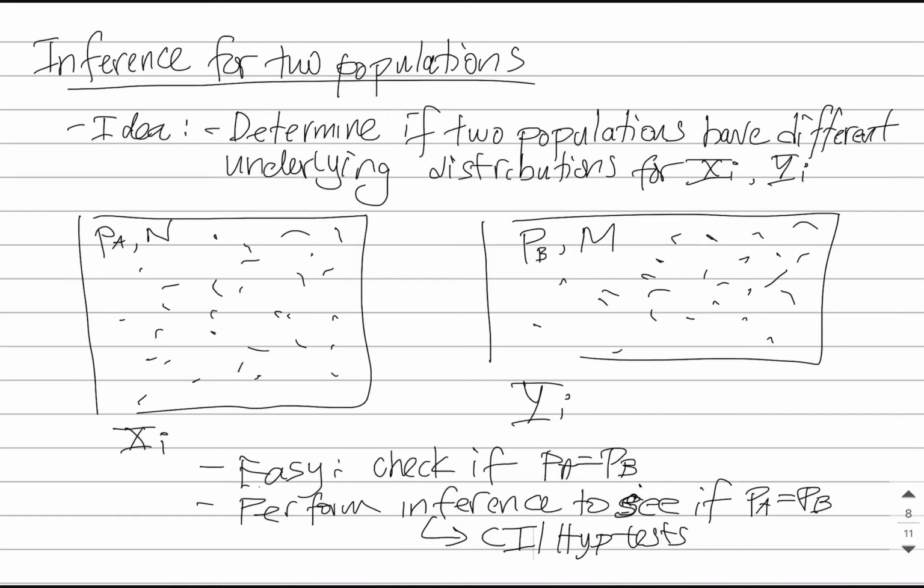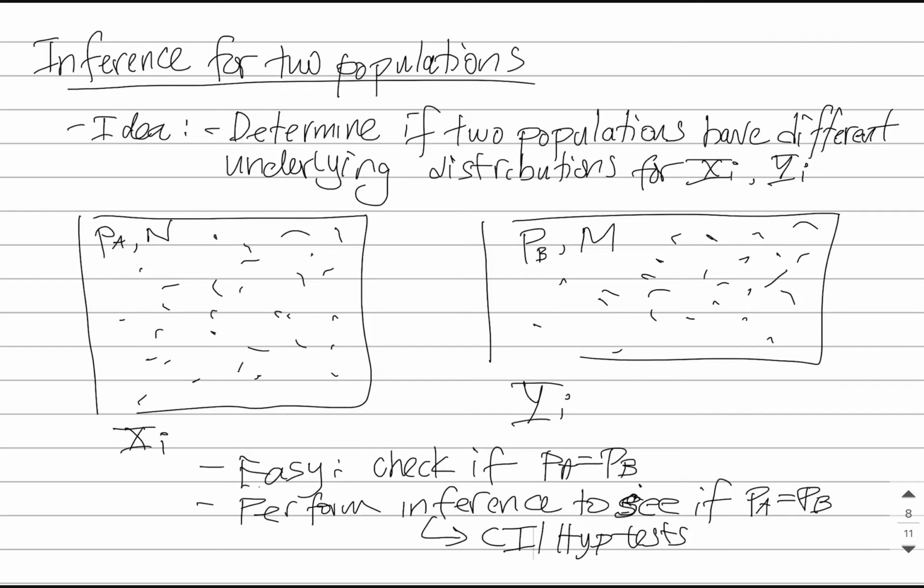We're now going to develop inference procedures for two different populations, and in particular, we are interested in whether or not those populations have different underlying distributions for their individuals xi and yi. We're going to focus on the case of proportions again. To determine whether or not you have different underlying probability distributions, a good, easy first step is just to check whether or not the proportions are different for each of those populations. Will PA be the same as PB? So that's the motivator here.